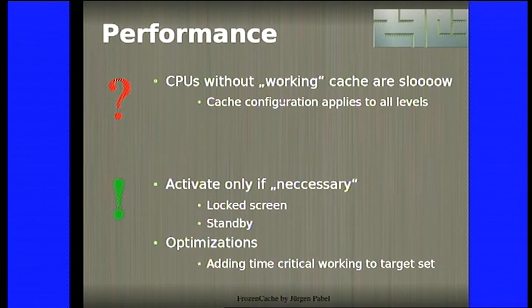So one of the things that still needs a lot of work is using the so far unused space in the cache to add performance-relevant code into the cache so that it helps improve the performance. An example for that could be the interrupt service routines, so that you don't have slow timer interrupts, for example.